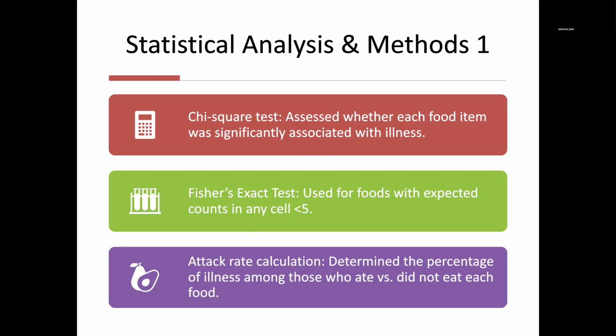One, chi-square test assessed whether each food item was significantly associated with illness. Next, Fisher's exact test was used for foods with expected counts in any cell less than 5. Attack rate calculation could have been done by hand, but I decided to do it through SS Studio, which you will see in the next couple of slides. Attack rate calculation determined the percentage of illnesses among those who ate versus those who did not eat each food.